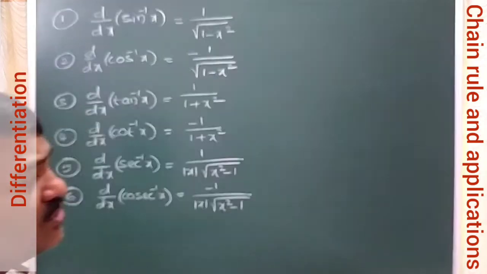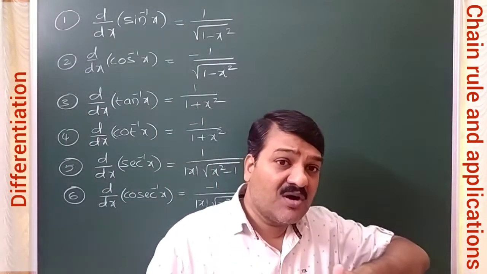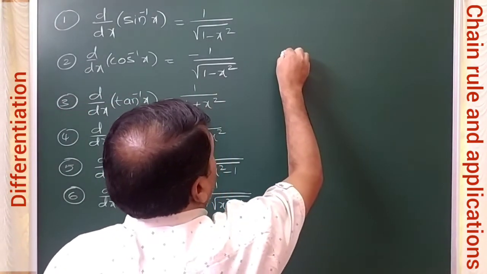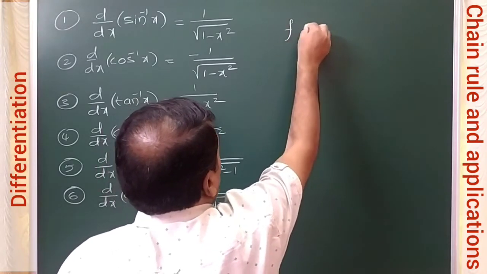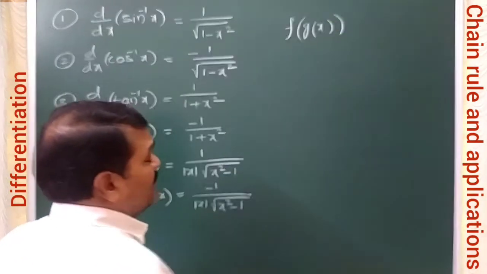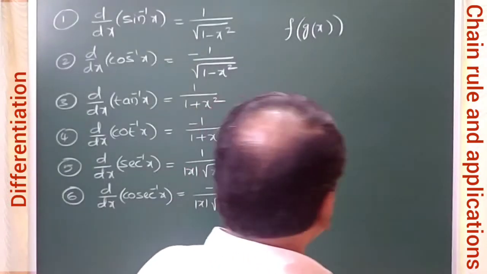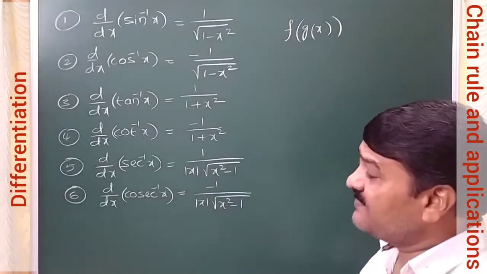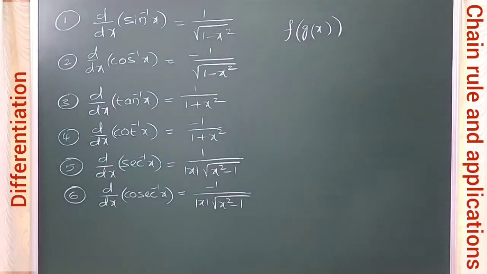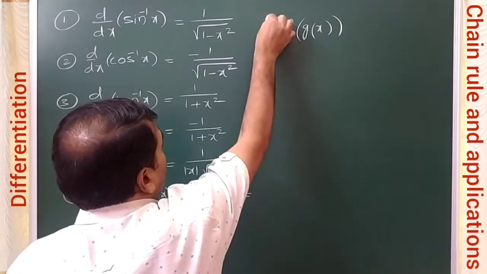Now let us go to the chain rule to find the derivative when we have a function of some other function. For example, let us consider f of g of x. You want to find the derivative of this, but directly we cannot find it, because for the derivative of a single function you have standard formulas, but for a function of a function you don't. So how to find this?